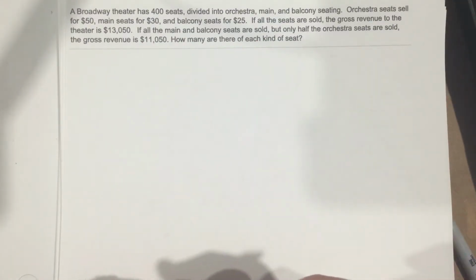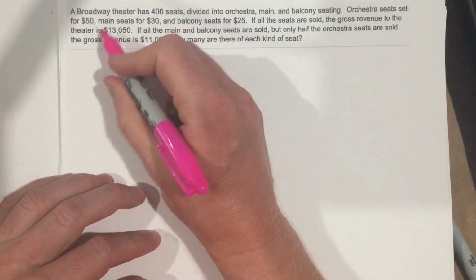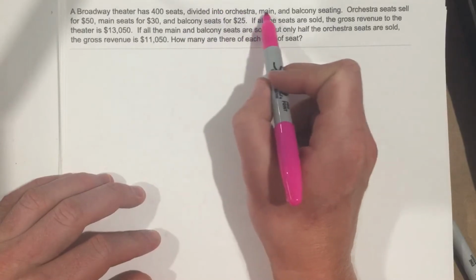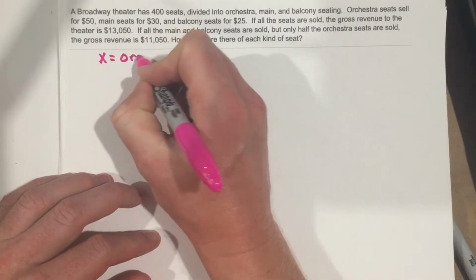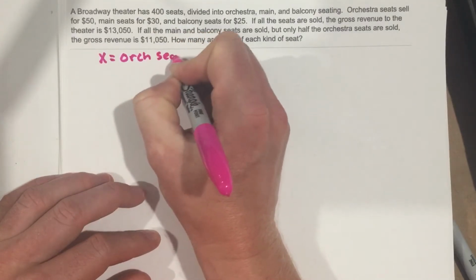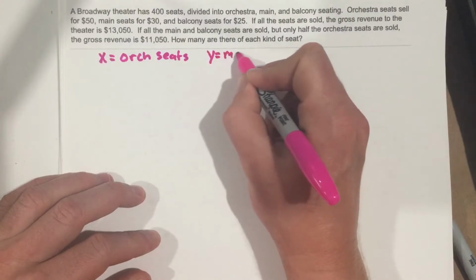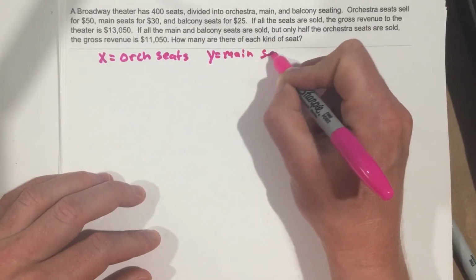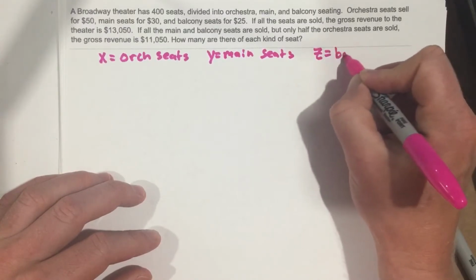So they want to know how many there are of each seat. So we need to set 3 variables. We've got orchestra, main, and balcony seating. So X is going to be the orchestra seats, Y is going to be the main seats, and Z is going to be the balcony.